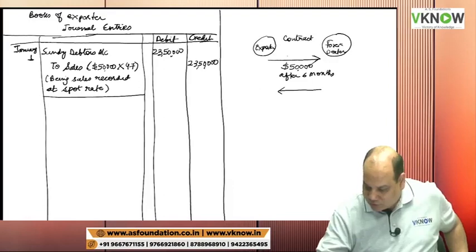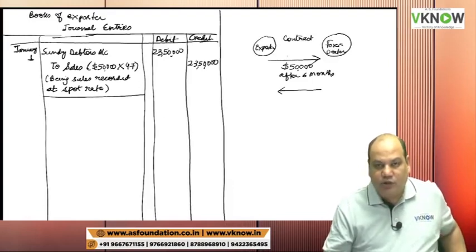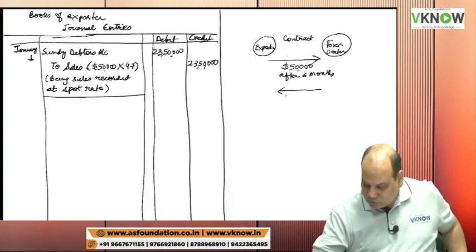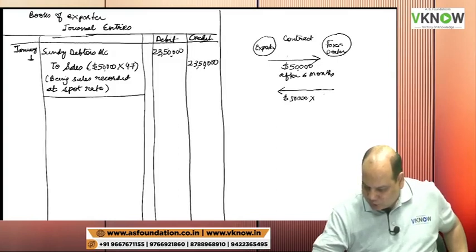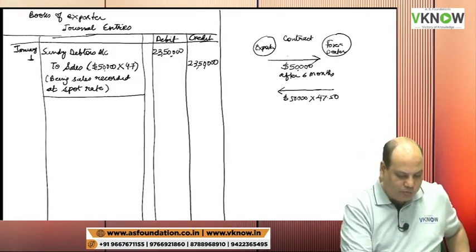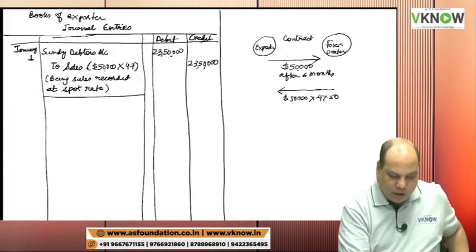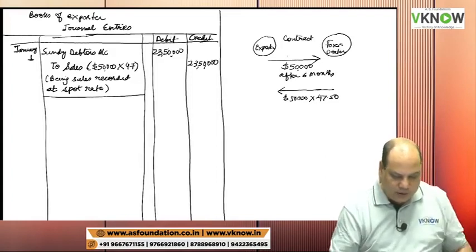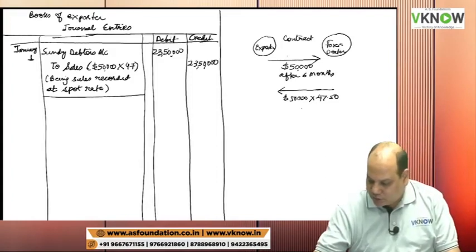And what is the forex dealer's obligation? The forex dealer will pay him for the $50,000 at 47.50, because the forex dealer has to pay him Indian rupees at the rate of 47.50. So that is coming to 23 lakh 75,000.